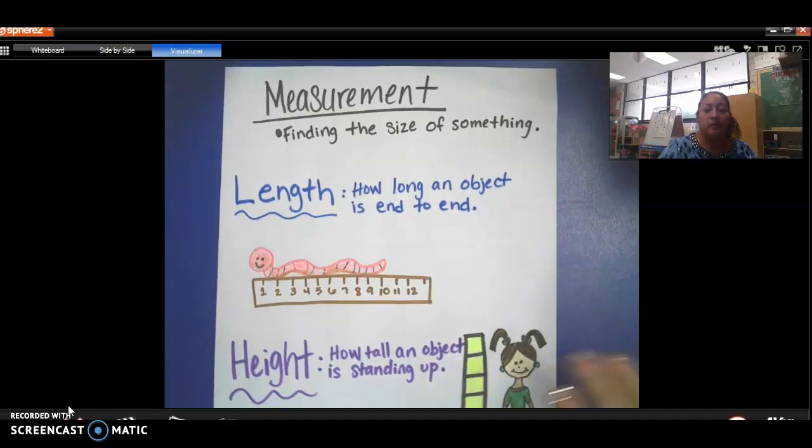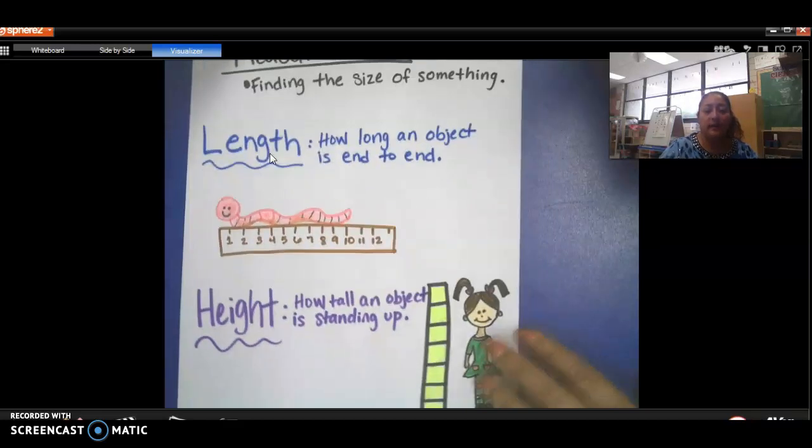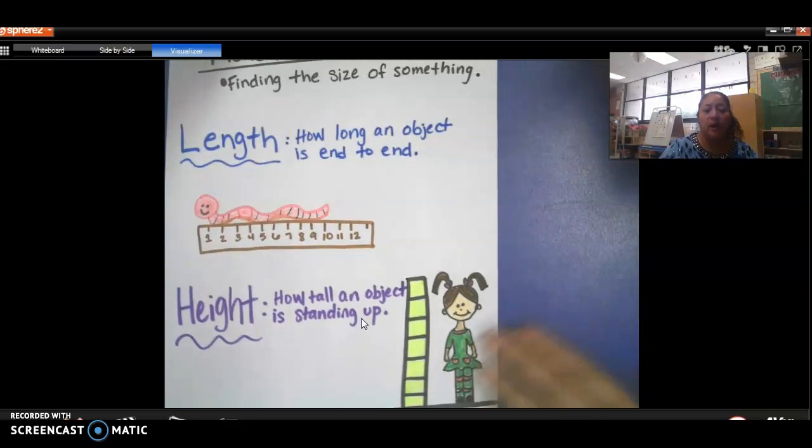Okay, guys, so let's just review quickly what we learned today. We talked about measurement. We learned that measurement means when you're finding the size of something. And we know that that's important because we want to know if something's long or short or big or small. We talked about length and height. We talked about that length is how long an object is from end to end. And we talked about how height is when you measure an object to see how tall it is standing up, from the bottom to the top.